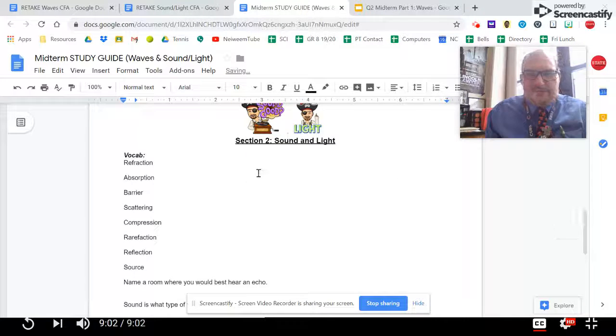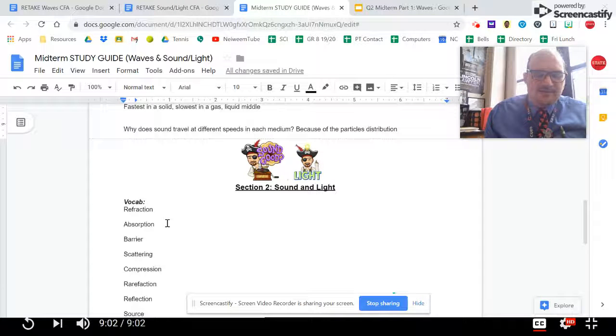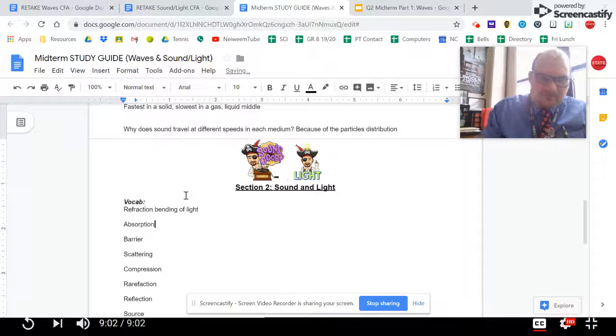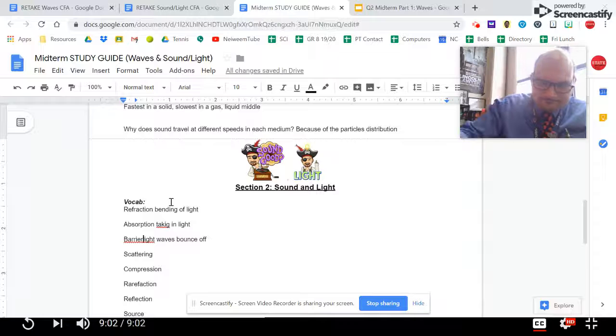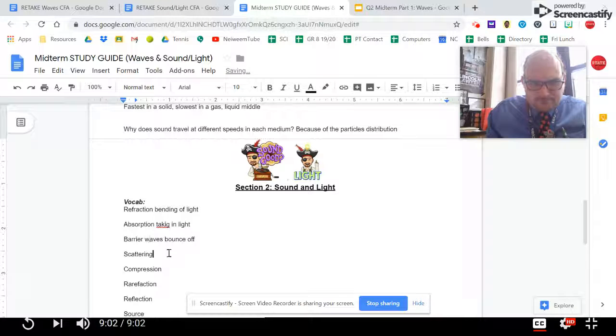Okay, vocab, sound and light. So that's that whole part on that. Sound and light. Refraction, bending of light. Absorption, taking in light. Barrier, waves bounce off. Scattering, light goes in every direction.